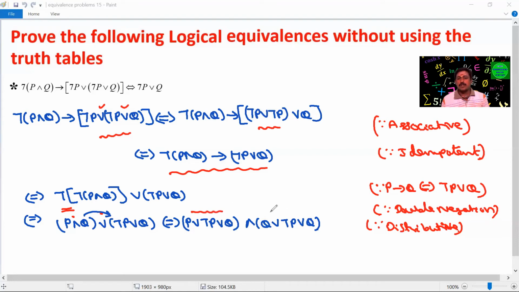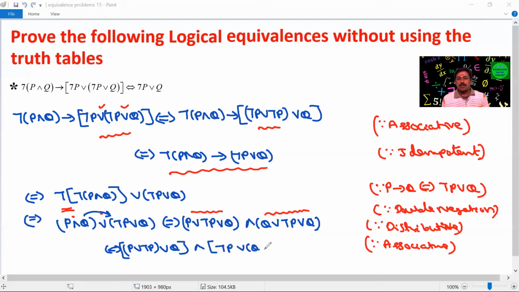We can apply associative law and combine any two terms. Here also the symbols are the same, so we can apply the associative law. I can write the above term as (P or not P) or Q, and here I can write the term as not P or (Q or Q). If you observe this term, it looks like idempotent, so I am going to apply the idempotent law here.